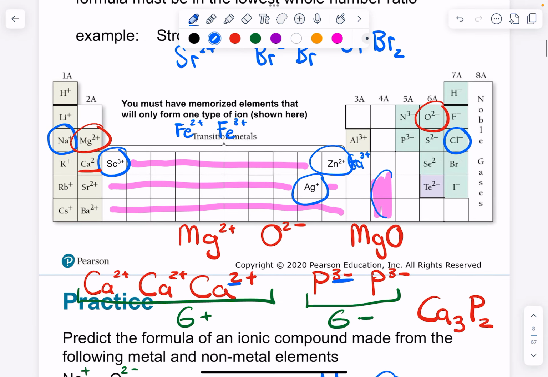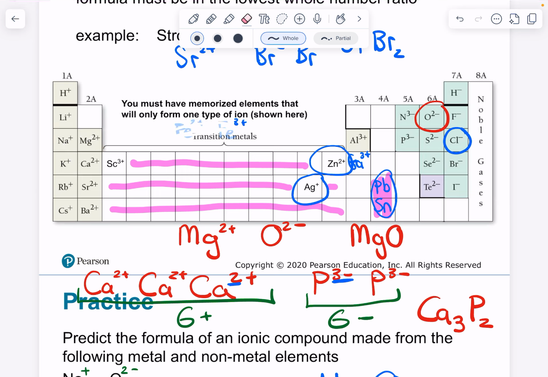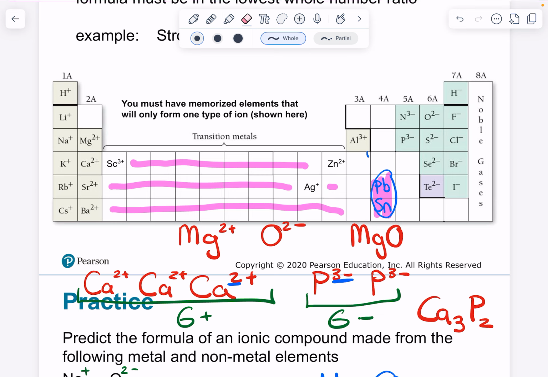So we very much separate these. The ones that are highlighted in pink here are considered ones that will form multiple types of ions, meaning that they don't have a set charge. You need to very clearly separate them. We're going to talk about them as type 1 versus type 2 metals. I probably have this later on in the slides, so it'll probably be repeated, but I just want to make it super clear.